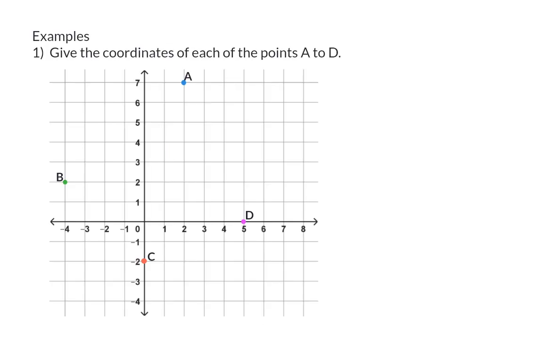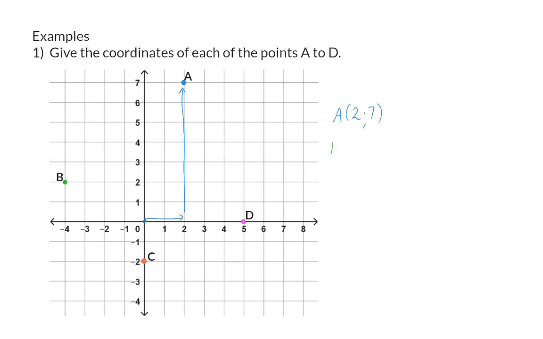Example 1. Give the coordinates of each of the points A to D. Starting off with coordinate A and describing our movement from the origin, it will be 2 units to the right on the x-axis, and from there 7 units up. So our coordinate is (2, 7).